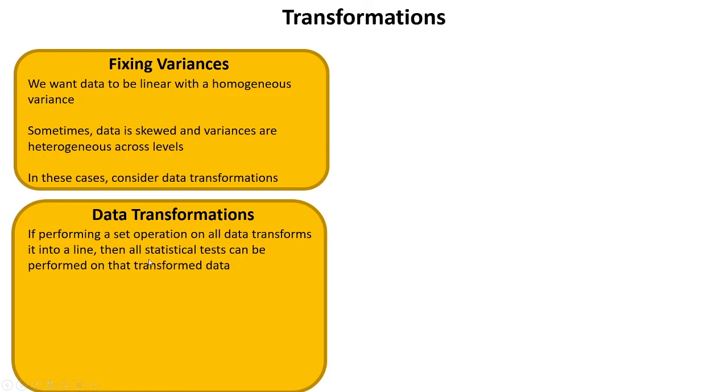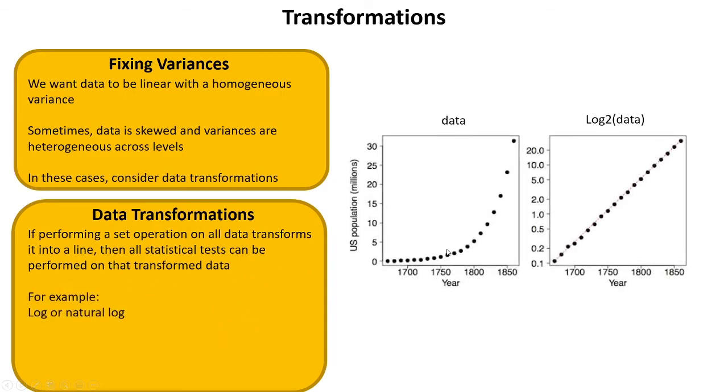So data transformation performs a set operation on your data to transform it into a line, and then all your statistical tests can be performed on the transformed data. So, for example, if you were trying to do statistical tests on something undergoing exponential growth, like a bacteria or the U.S. population, your data would not be linear, and if you were to plot the heterogeneity of variances versus a line here, it would not be homogeneous. And also your data would not be normal for an exponential curve, right?